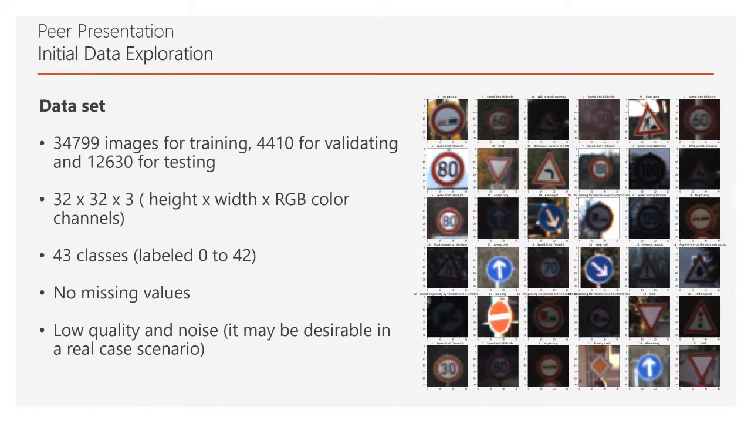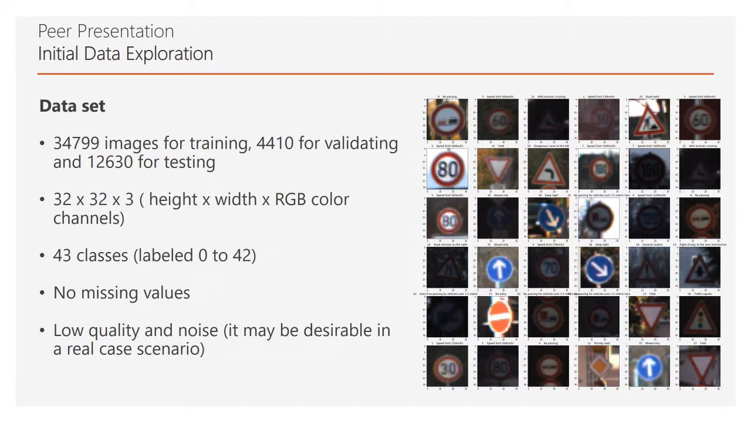The dataset includes more than 34,000 images for training, more than 4,000 for validating, and more than 12,000 for testing. And all of them were size 32 by 32 pixels with 3 color channels RGB. There were 43 classes in total, labeled from 0 to 42 for each type of traffic sign.